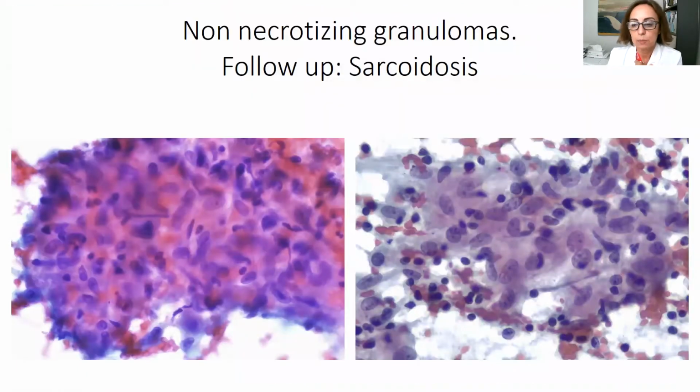Another case: this is a patient with mediastinal lymphadenopathies. The clinical suspicion was tumoral disease, and we found many non-necrotizing granulomas, like this one and like this one, with these nice epithelioid cells without necrosis. In the follow-up, the patient was finally diagnosed as having sarcoidosis.